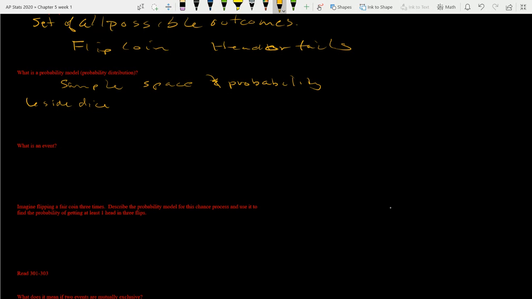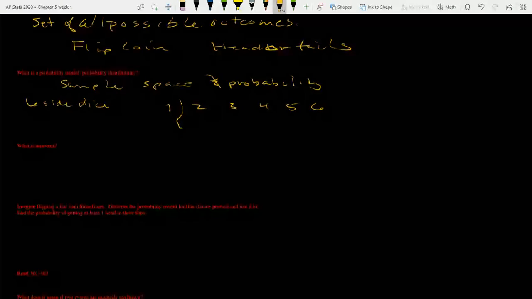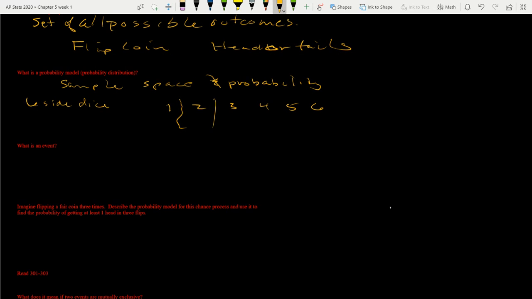Okay, so if we take a 6-sided dice, we know that we can get a 1, a 2, a 3, a 4, a 5, and a 6. So those are all the possible outcomes. I can roll a 1, I can roll a 2, I can roll a 3, I can roll a 4, and I can roll a 5. And I can roll a 6.